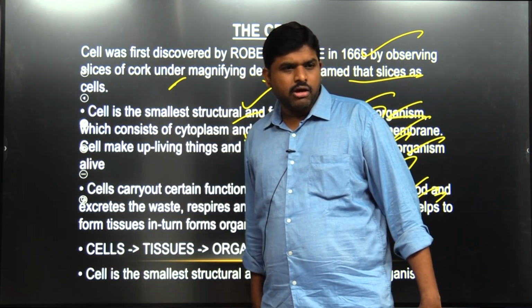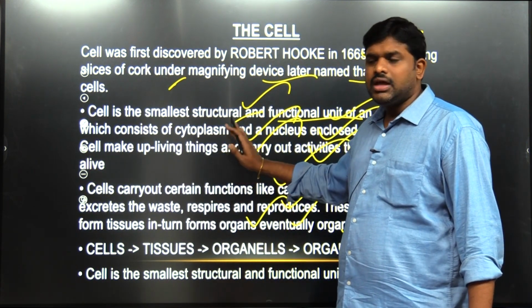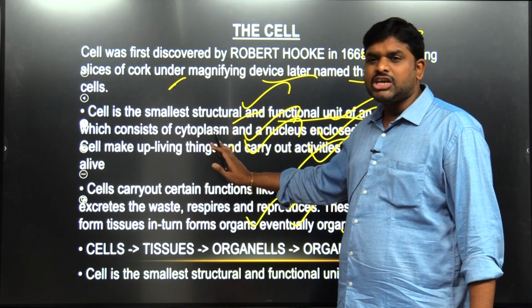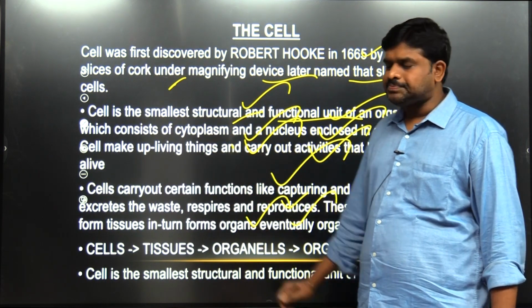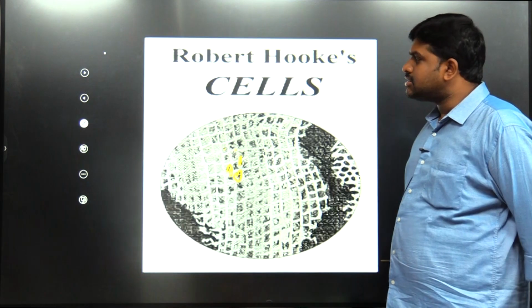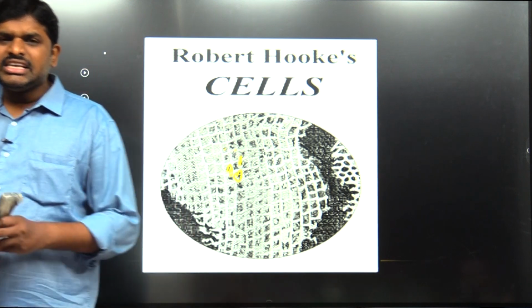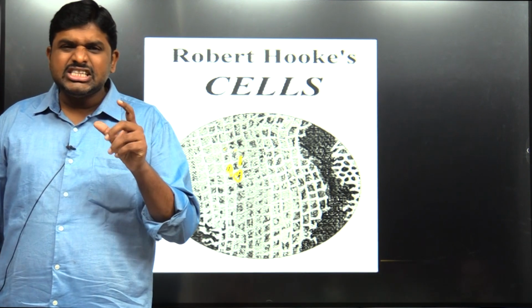The cell is the building block of an organism, and the basic foundation of the human organism. The cell is the structural and functional part of a human organism. Cell is the smallest structural and functional unit of an organism. In this way, when Robert Hooke observed the blood, he started observing some slices of cork.